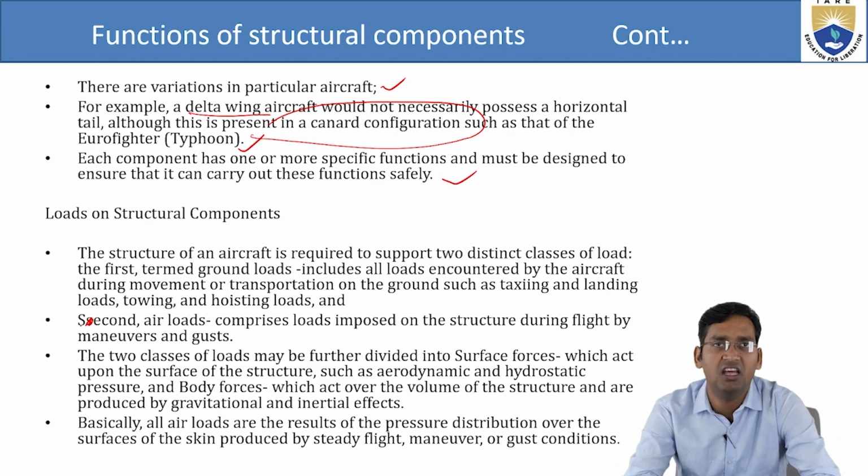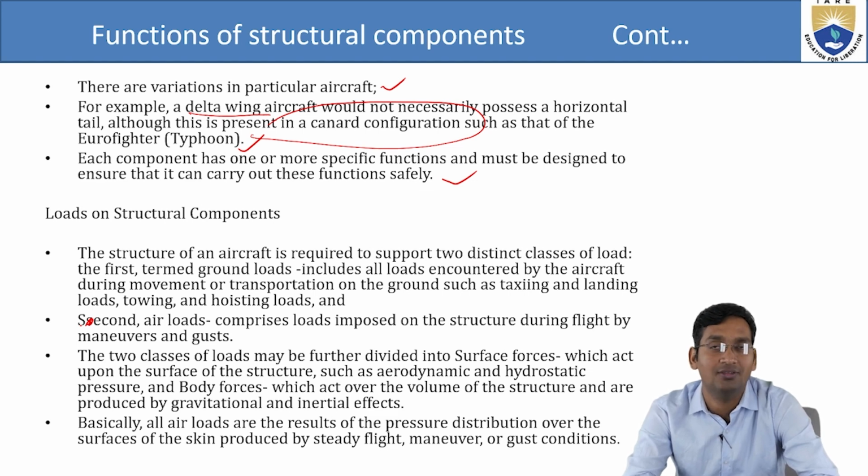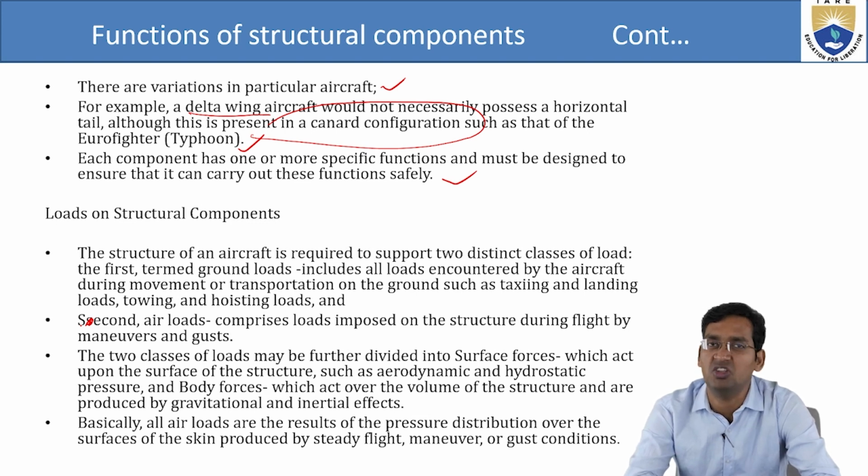So the second is air load. That comprises loads imposed on the structure during flight by maneuvers and gusts. During the flight, whatever load the aircraft experiences is called air load. And how does it experience the force? Because of maneuvers, like moving up, and because of the air gust. So these two are the air loads.